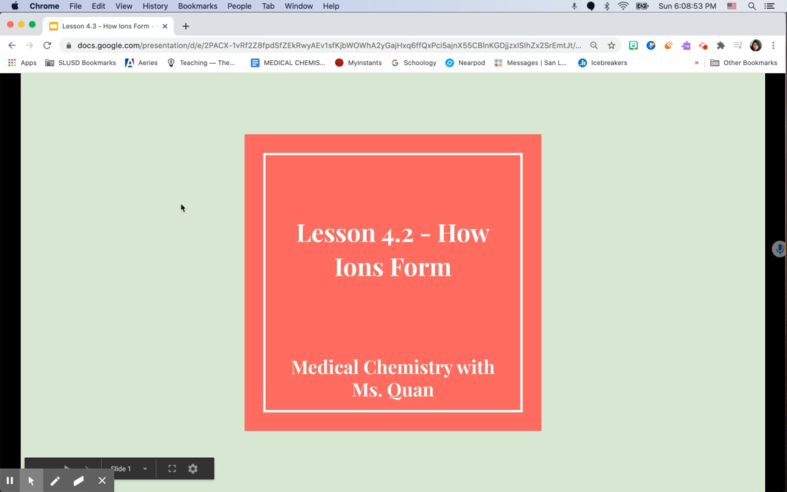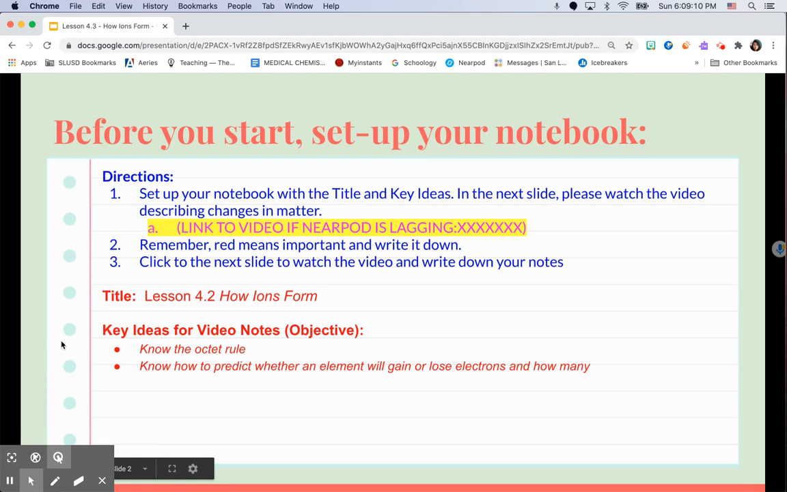All right, so welcome to Nearpod lesson 4.2, How Ions Form. This is a reminder to title your notes, lesson 4.2, How Ions Form.